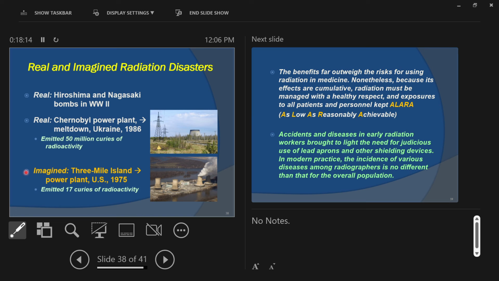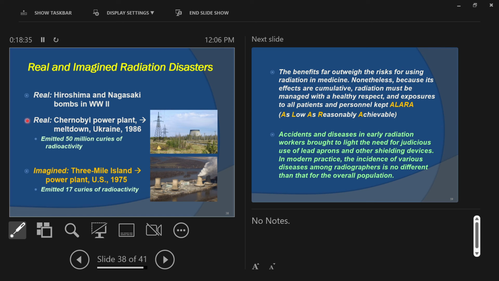So again, you don't need to know what a curie is. It's a measure of radiation. It emitted 17 of them compared to Chernobyl's 50 million of them. Okay, so these are real bad things that happen that are still affecting the world today. For example, Chernobyl's radiation leakage has spread to the entire world and actually increased the radioactivity of, for example, water all over the entire world.